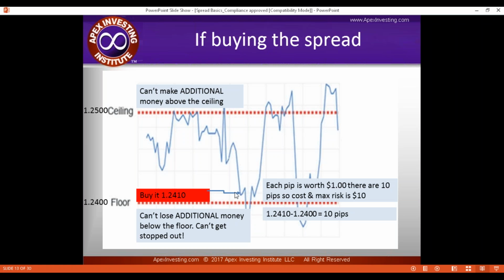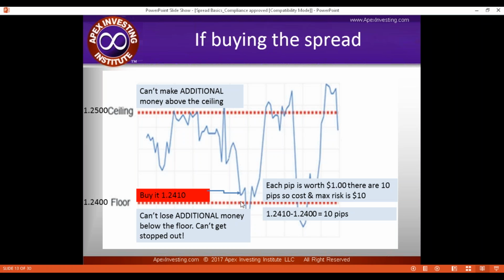I buy it at 24.10. The floor is at 2400. What is that? 10 ticks. Do I keep losing money below the floor? No. My risk is capped at the floor. Okay? The most I can lose, if the market goes against me 12 ticks, 112, 212, it can keep going and going and going down against me. It does not matter. I don't lose any money below the floor.